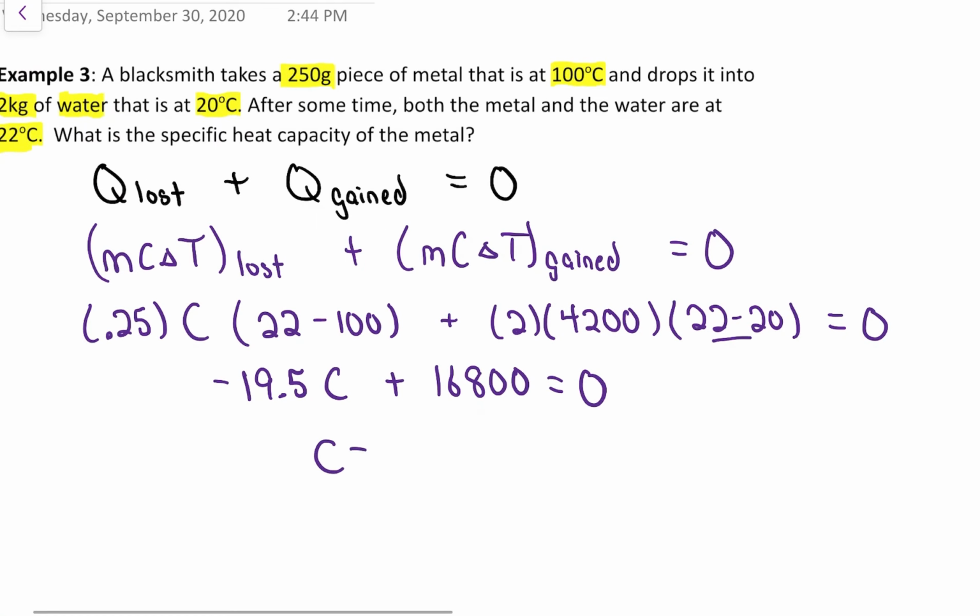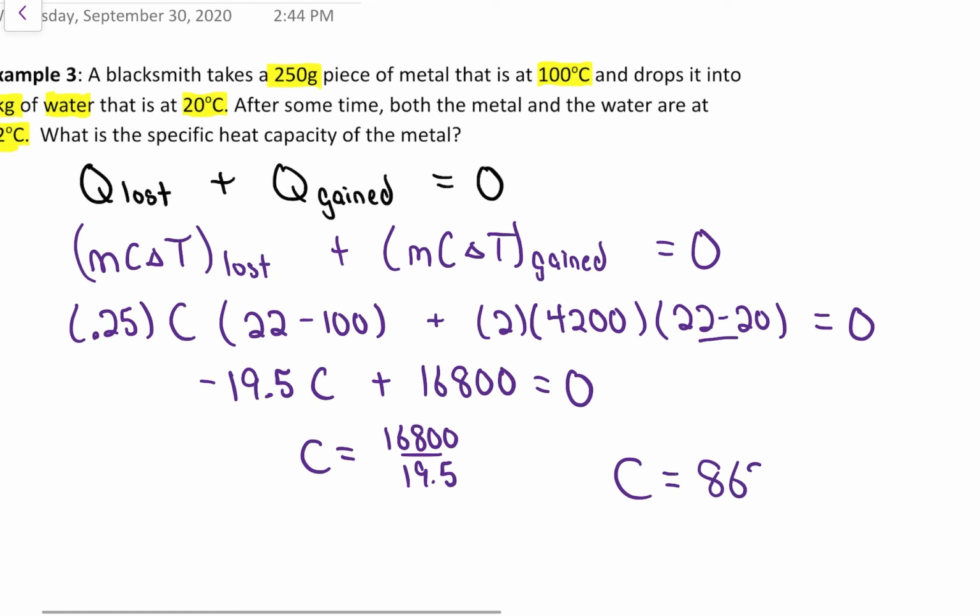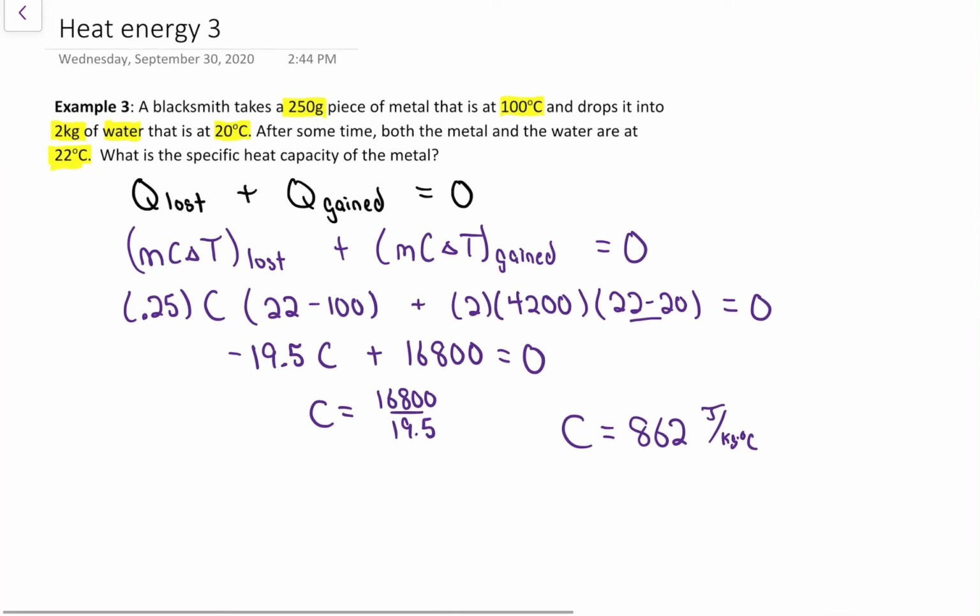If we do a little algebra, got to subtract the 19.5C to the other side, then divide both sides by that 19.5. When I do the math, I get the heat capacity of this unknown metal, when I round it off, is 862. It carries the units of joules per kilogram degrees Celsius. That's how we can use conservation of energy with heat energy.